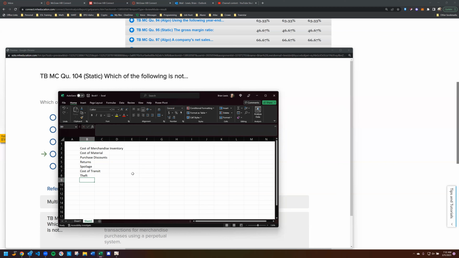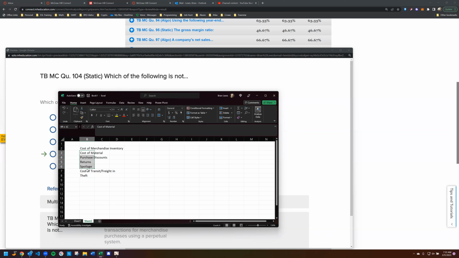Freight, that was freight in. Not freight out though, right? So if you're selling it, the shipping cost that the buyer pays isn't in there. Just the cost that you pay to purchase it and bring it to you.